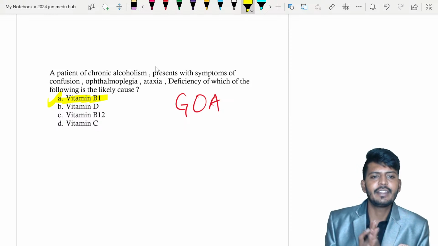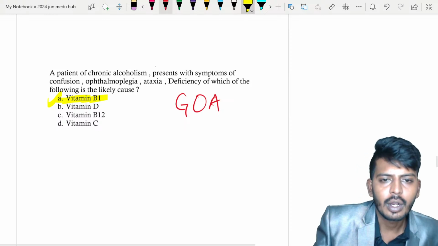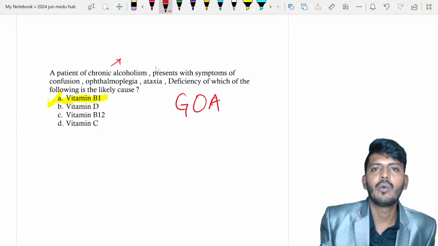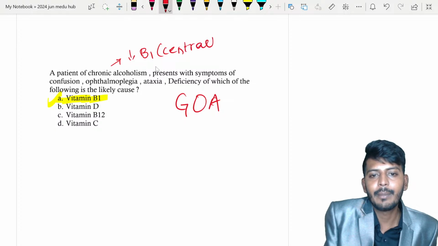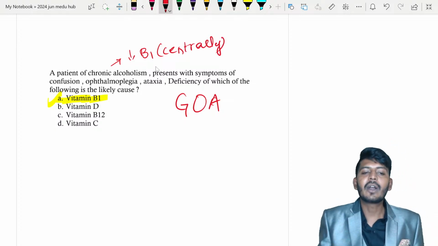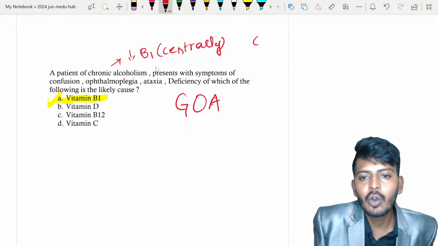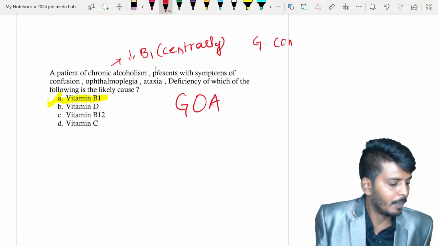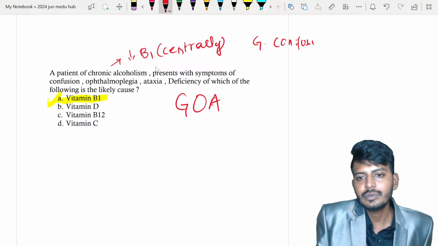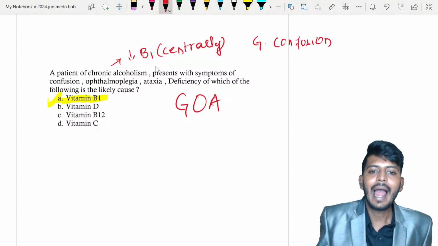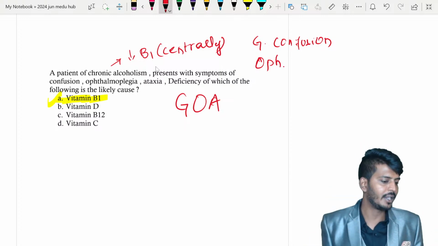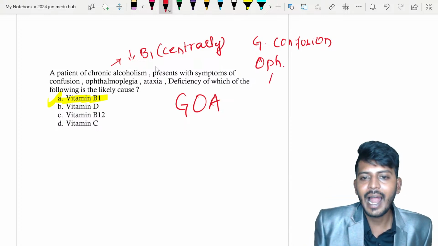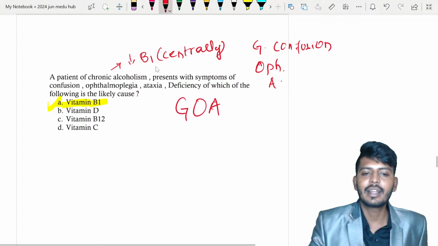The B1 deficiency is due to chronic alcoholism. A chronic alcoholism patient will have decreased B1 levels. B1 centrally means in the nervous system. Because of that, the person will have global confusion. That is one symptom, and he will also have ophthalmoplegia, a defect with the eyes, and ataxia. So these are the clinical features.